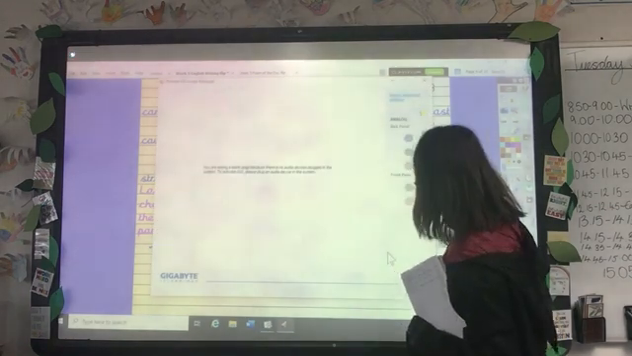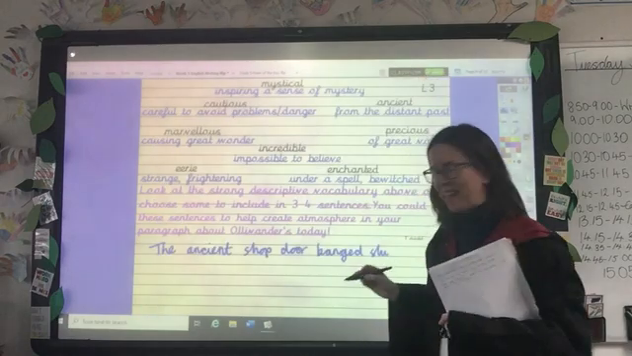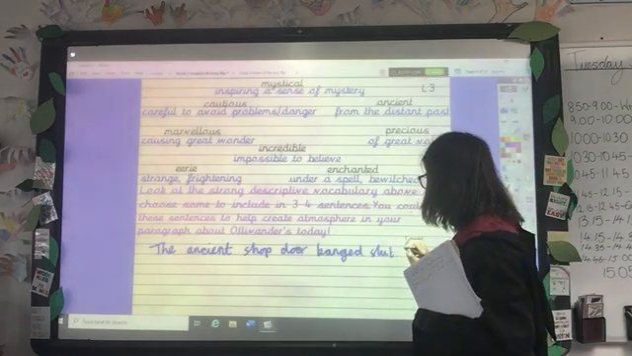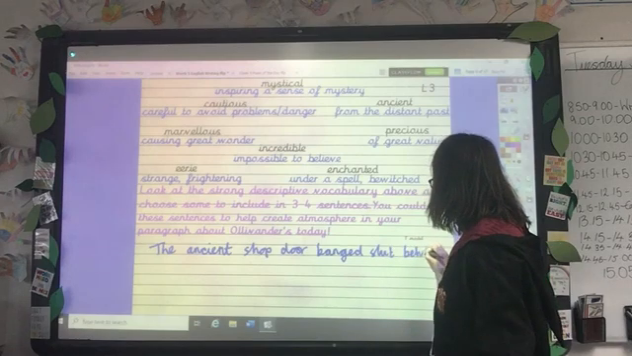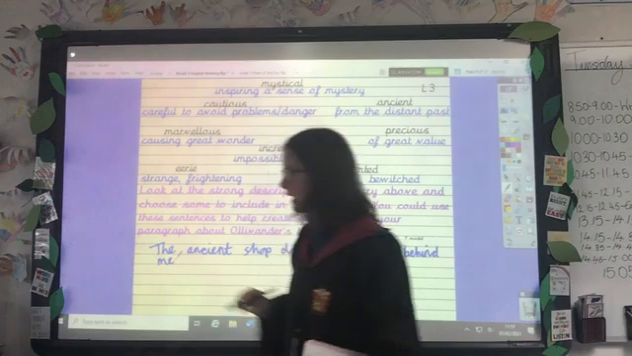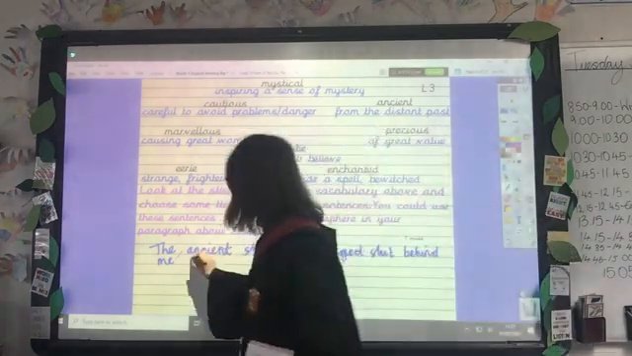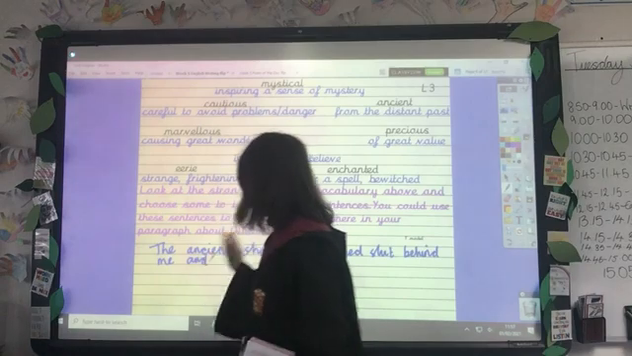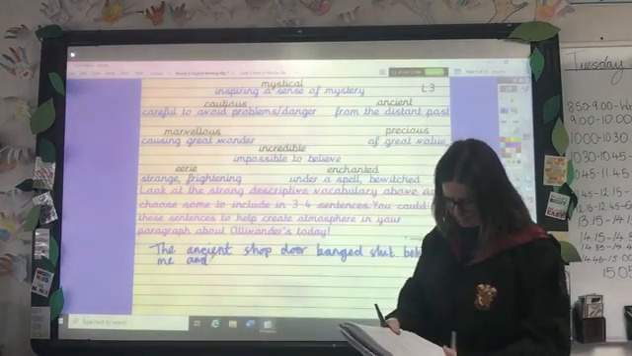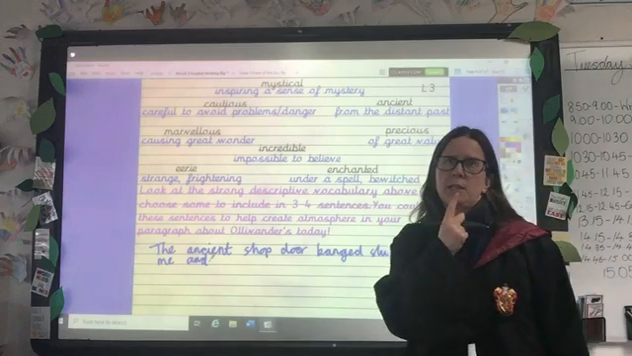Whoopsie, what have I done there? Let's get rid of that, sorry about that. The ancient shop door banged shut behind me. Actually, I'm not going to have that as a sentence on its own. I'm going to use and to write another sentence and then join them together. The ancient shop door banged shut behind me, and what did I do?